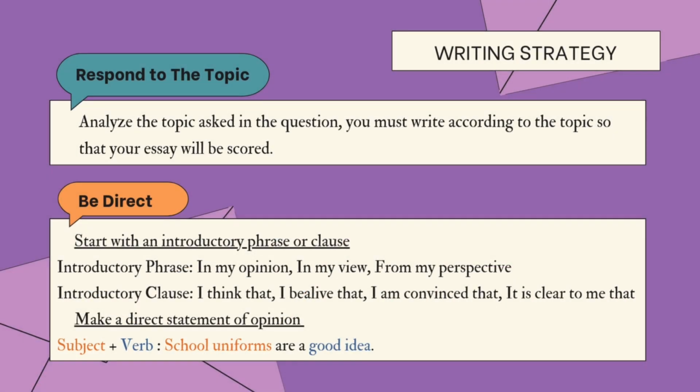Writing strategies for the independent essay. Respond to the topic. Analyze the topic asked in the question. You must write according to the topic so that your essay will be scored. Be direct. Start with an introductory phrase or clause. You can use the following example. Then, make a direct statement of opinion using subject plus verb.